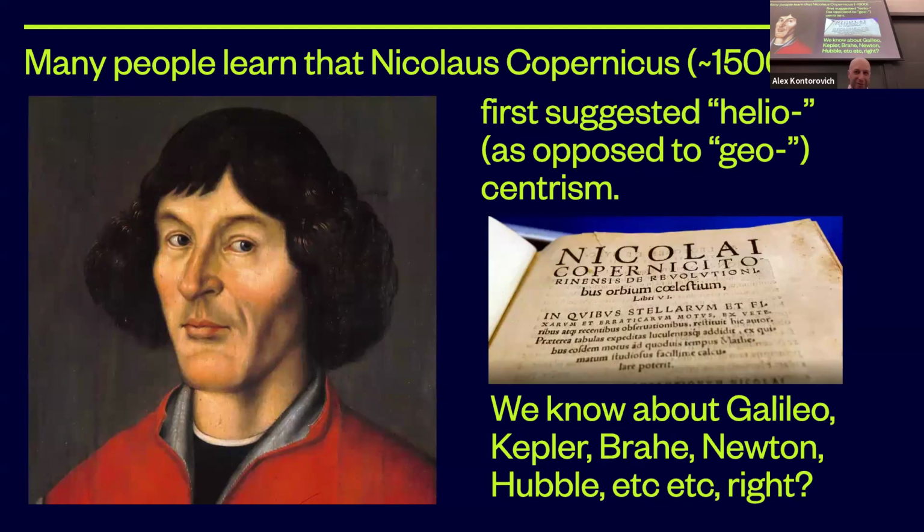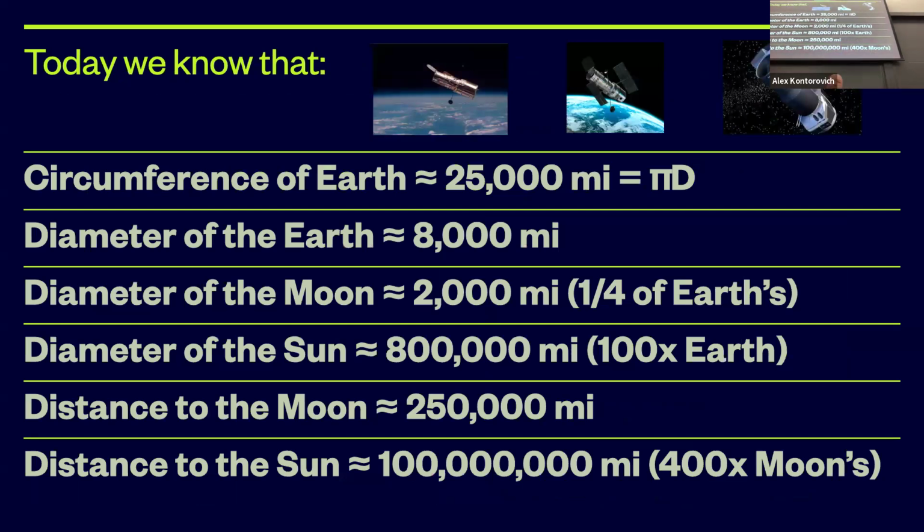Wrong. We get it from trigonometry and from the ancients and with no tools. So let me try to explain. Today we have all this fancy equipment. We have rockets, we have satellites, we have spaceships that go to the sun, and we go to the farthest reaches of our solar system.